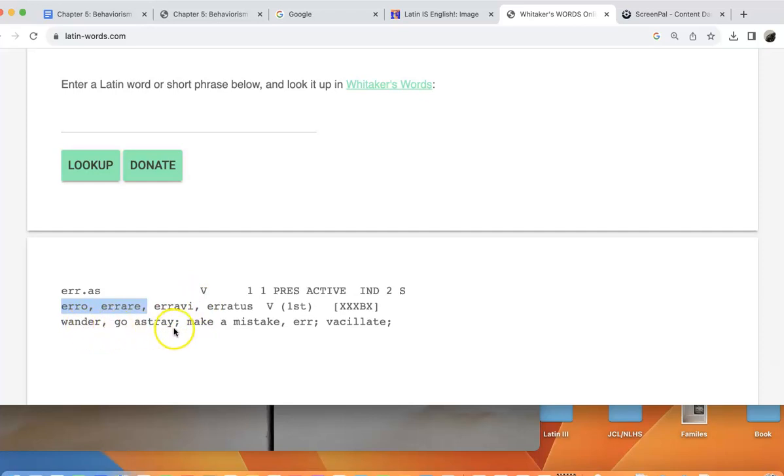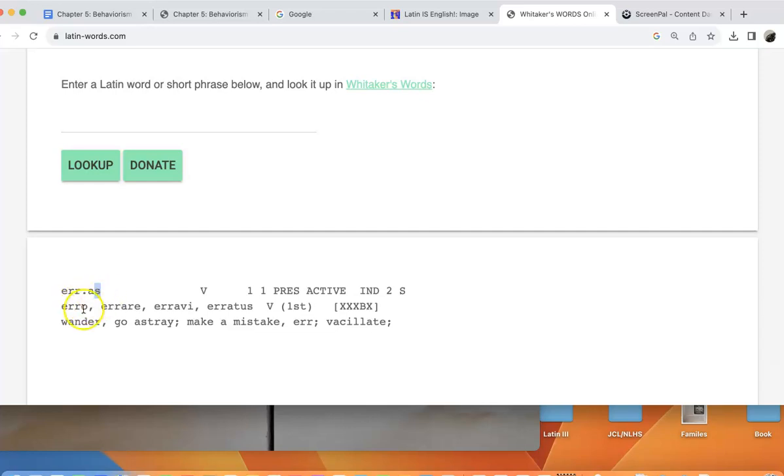Means to wander, to go astray, to make a mistake, to err, to vacillate. So probably in English, you might say you are making a mistake. Notice that Latin has 1 word, whereas you are making a mistake, that's 5 words in English. So it's second person singular because it has S. So erro is I am making a mistake. Eres is you are making a mistake.